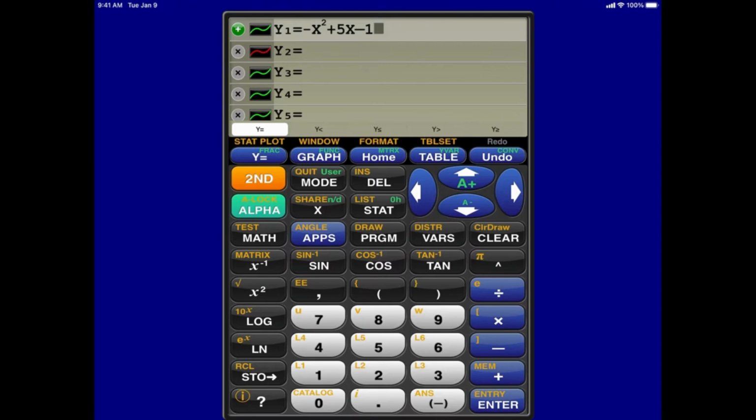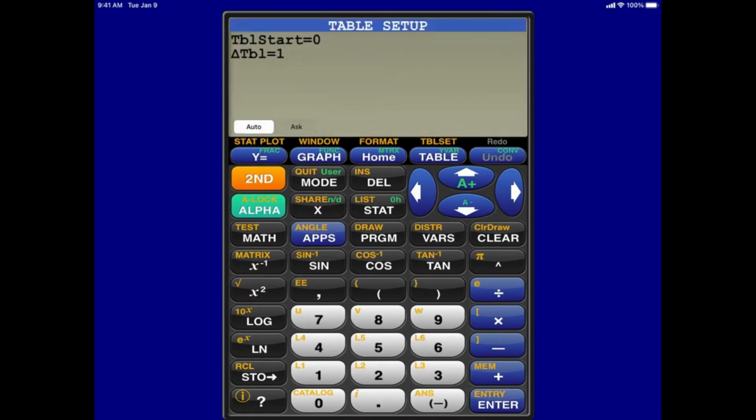And now we're going to go to table set. For mine, that would be second table. When I said second window, that was actually on a real graphing calculator. You can start it at any number. 0 is fine, but we said change this to 0.1. And you want it to be on auto. Let's now go to the table by clicking on the table button.